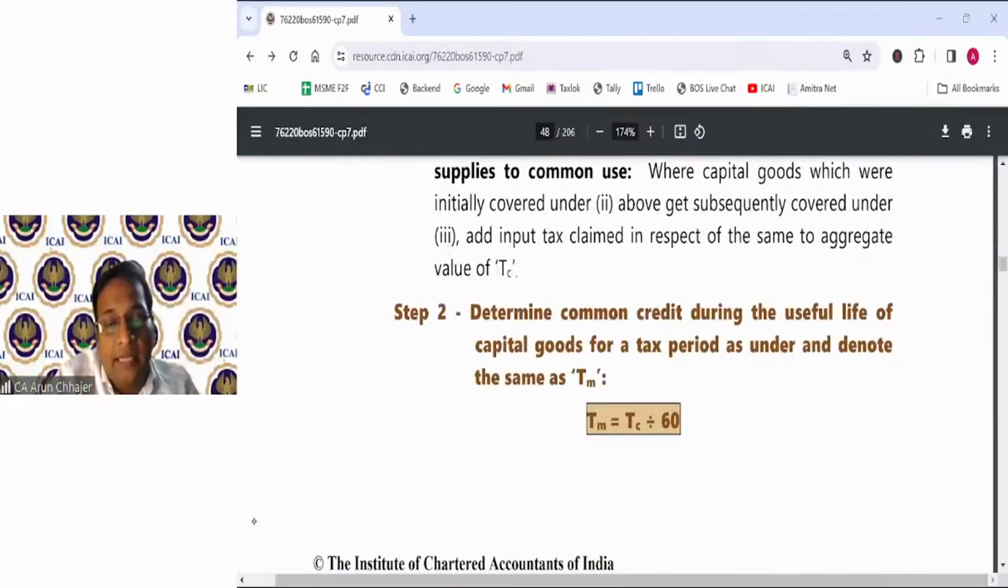Now they are saying determine the common credit during the useful life of the capital goods for a tax period as under and denote the same as TM. M means monthly. So it is a total credit for life, which is 5 years. So I have divided by 60. It means it is equivalent credit of 1 month.